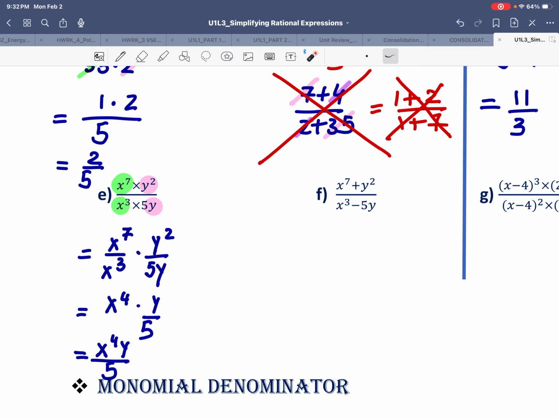Now, on the other hand, if you have x to the 7 plus y squared over x to the 3 minus 5y, you can't simplify this. There are no like terms in the numerator, no like terms in the denominator. That's all you can do. And there is nothing that you can factor out and simplify. So this is the simplest it can be.